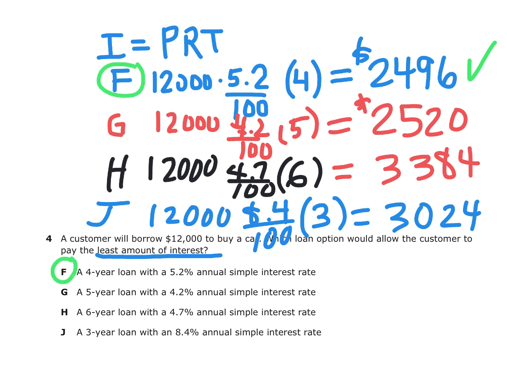So this type of problem, you have to use the formula correctly, which is I equals PRT. And you have to make sure that you calculate all the numbers correctly. And remember, if it's percent, it's per 100. 5.2% was 5.2 over 100. And then 4 was the number of years. And answer F is the correct answer here.